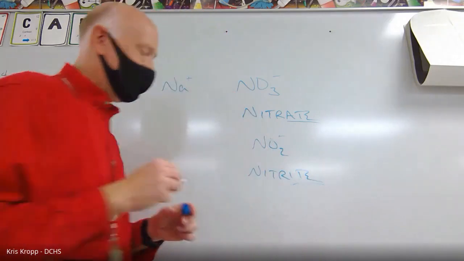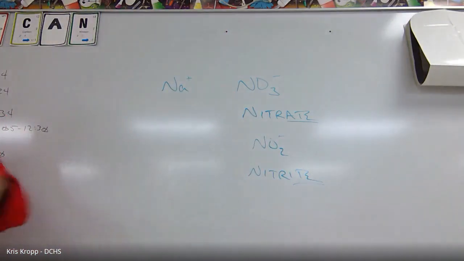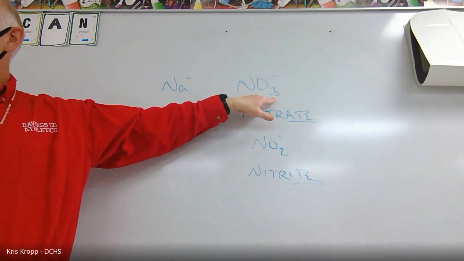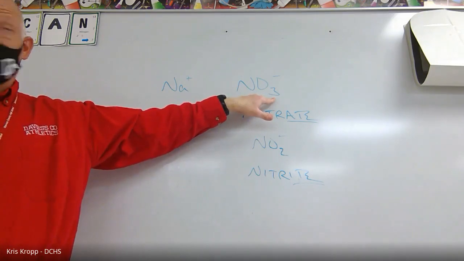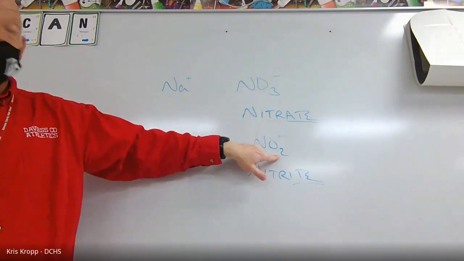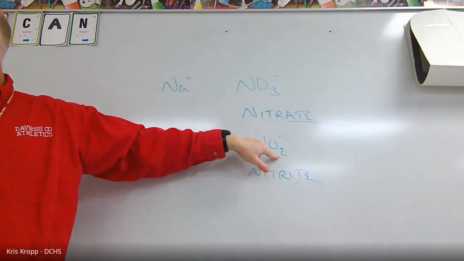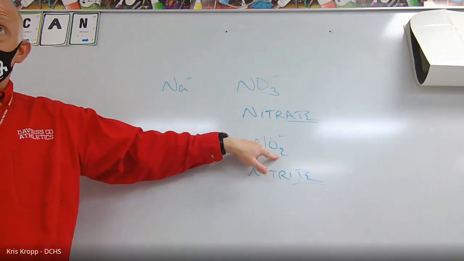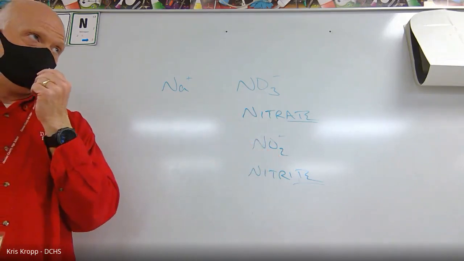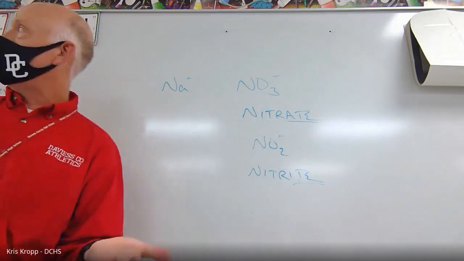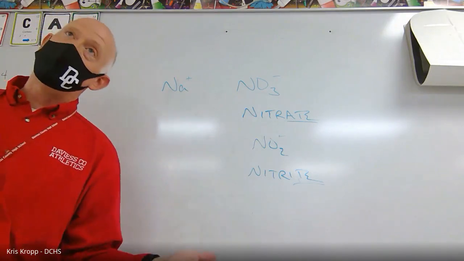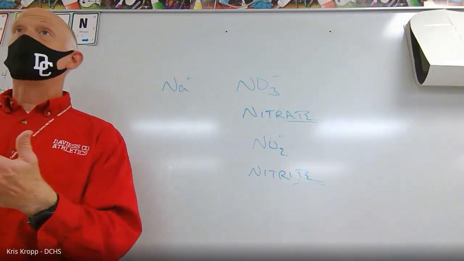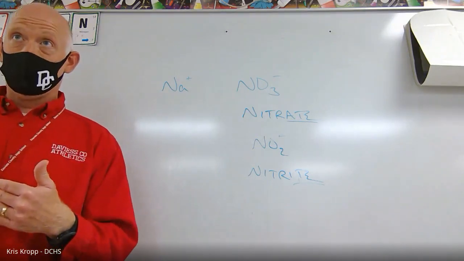Notice it ends in ITE. The ATE ending implies more oxygens. The ITE ending implies fewer oxygens. That's a general rule of thumb for these ions. So if you look through the list, you'll find, for example, sulfate and sulfite. You'll find phosphate and phosphite. And it's always true that the ATE has more oxygens than the ITE does, okay?